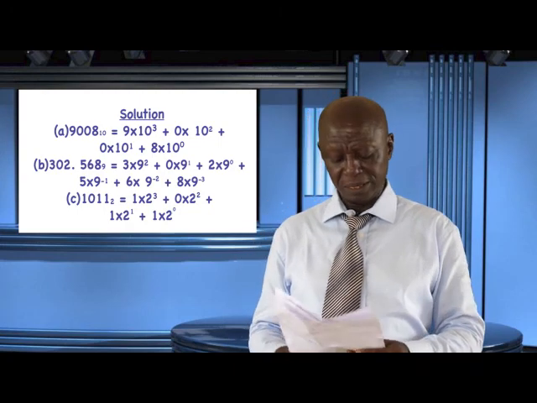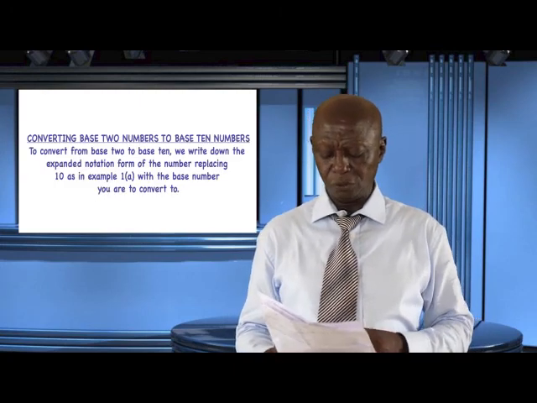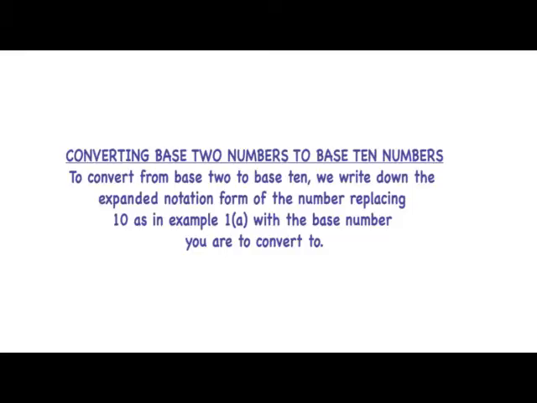2, our subheading is converting base 2 numbers to base 10. To convert from base 2 to base 10, we write the expanded notation form of the number, replacing 10 as in example 1a, with the base number you are to convert.